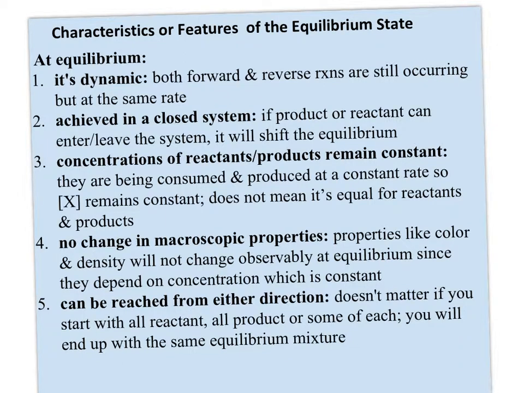Third, the concentrations of the reactants and products remain constant when you're at equilibrium. That's the definition of it, that they're remaining constant. Fourth, there's no change in macroscopic properties, so we're not seeing a change in color or density that we can observe, but if we could see it microscopically, there is change, so that's why it's considered dynamic. And fifth, it can be reached from either direction. It doesn't matter if you start with all reactant, all product, or some of each, you're still going to reach an equilibrium mixture at some point and the same concentrations, as long as you're doing it at a constant temperature.